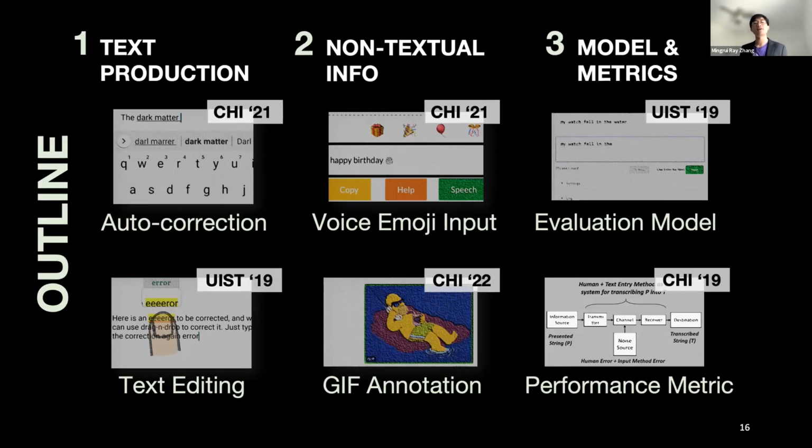I will present 2 accessibility systems that enable blind or low vision users to naturally communicate with this information. And the last one is about the models and metrics for evaluating text communication systems. I will talk about a text entry evaluation model and how to theoretically incorporate the speed and accuracy into a single performance metric.